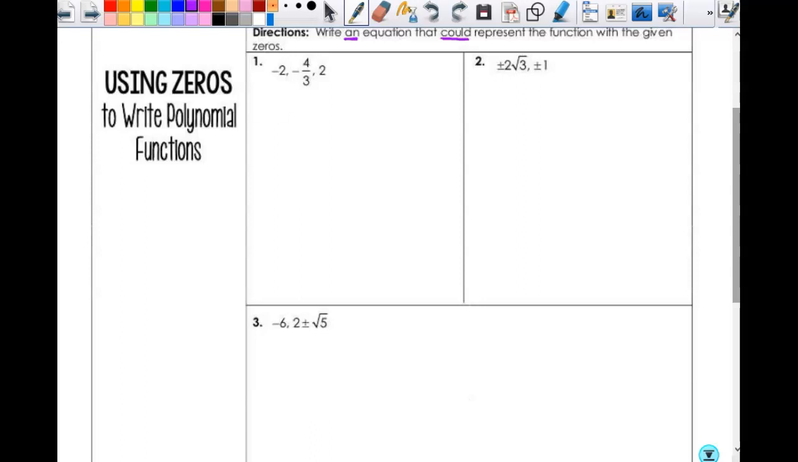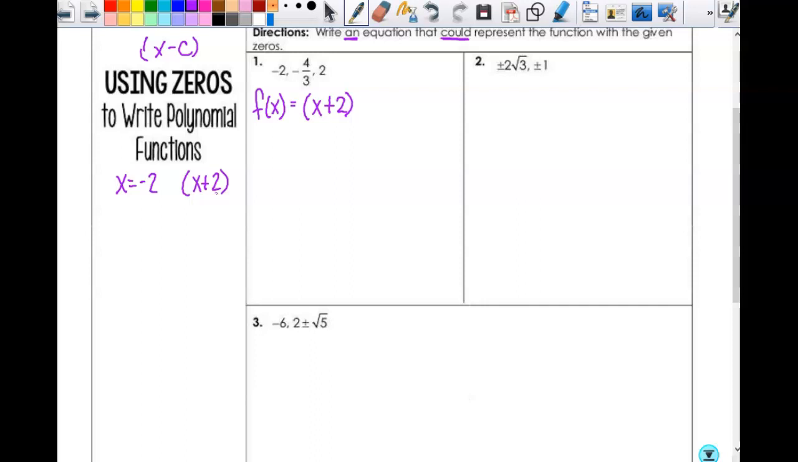So we are going to write this down, working backwards, kind of like we did at the end of what we did yesterday. If we're given these zeros, that means that if I have -2 as the zero, that is x plus 2, right? Because we always have x minus c. So if x equals -2, then the factor is x plus 2, because it would make x plus 2 equals 0. Then this -4/3. I do not do x plus 4/3.